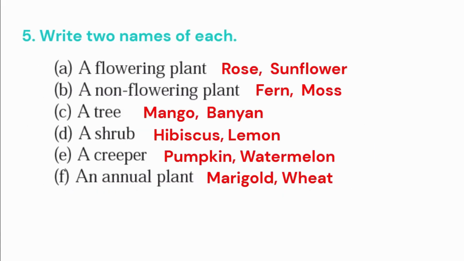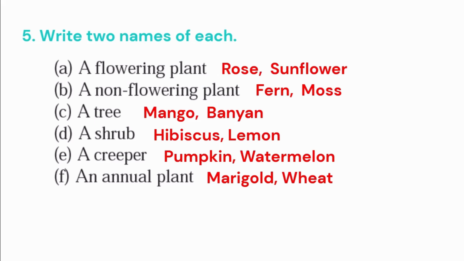Next, write two names of each. First one, flowering plant. Examples: rose and sunflower. Second one, non-flowering plant. Examples for non-flowering plants are fern and moss. Example for tree: mango and banyan. Example for shrub: hibiscus and lemon plant. Examples for creeper: pumpkin and watermelon.